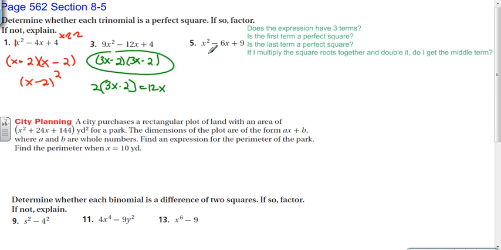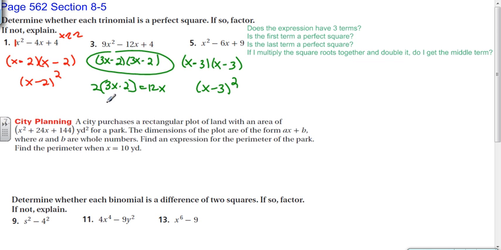Okay, on number 5, does the expression have 3 terms? 1, 2, 3. Yes, it does. Is the first term a perfect square? Yes, I can split up x squared into x times x. Is the last term a perfect square? Square root of 9 is 3, so I can split the 9 up into a 3 and a 3. So now if I multiply these together, x times 3, double it, do I get 6x? Yes. The only way I can multiply to get a positive 9 is if my signs are the same, but if I'm going to add up to a negative, they both have to be negative. So I could shorthand this and write this x minus 3 squared.